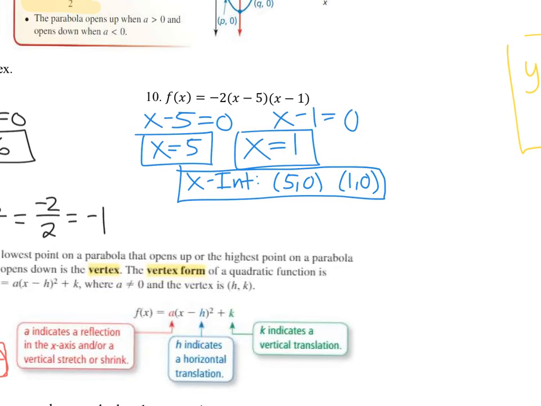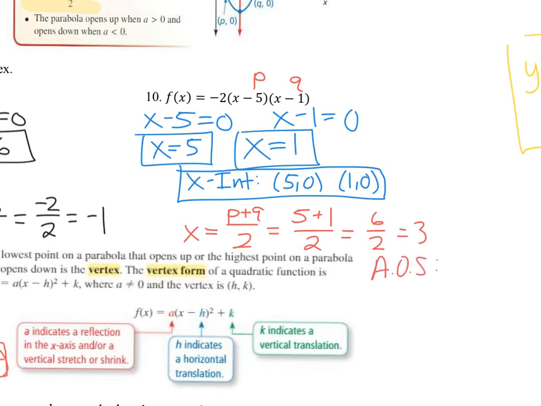Now, remember, we're going to use these values to find the axis of symmetry. And so I've got myself x is equal to my p plus q divided by 2. Remember, this is my p value, this is q. And so I've got myself 5 plus 1 divided by 2. That's 6 divided by 2, which is then in turn 3. So your axis of symmetry is going to be x is equal to 3, okay?